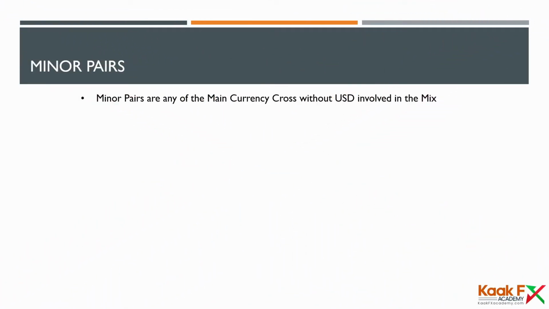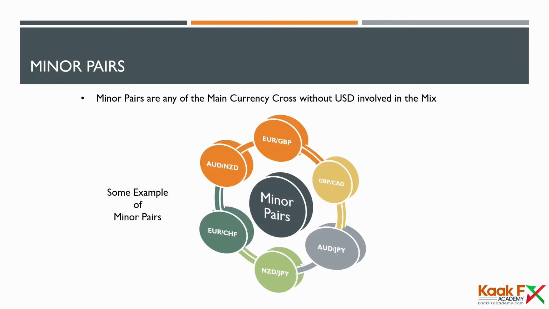Okay, let's move on to minor pairs next. Minor pairs are any currency pairs without the US dollar involved in them. We're just looking at the main pairs out of the 28 pairs we looked at earlier. So out of them, if we have any pairs without the US dollar mixed in, those are called minor pairs. Let's take a look at some examples here. We have the Euro, British Pound, Australia, New Zealand, Japanese yen, Australian dollar, and many more. Out of the 28, you could have any one of them, as long as the US dollar is not mixed in, it's called a minor pair instead of a major pair.